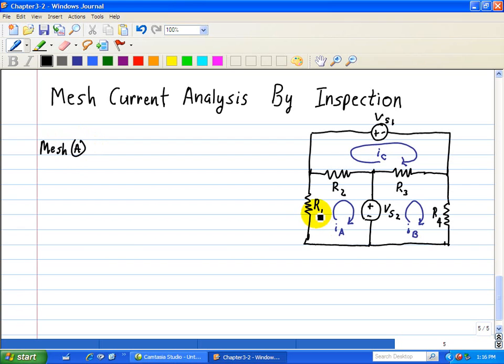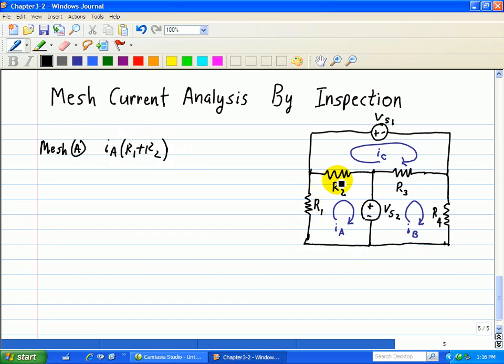Okay, first we look at R1 and see what's in common. The only thing in common is just IA. So we have IA going through R1 and R2. So R1 plus R2. And we're doing a KVL equation. We're starting here. We're going through R1, R2, and VS2. Okay? So we have this.